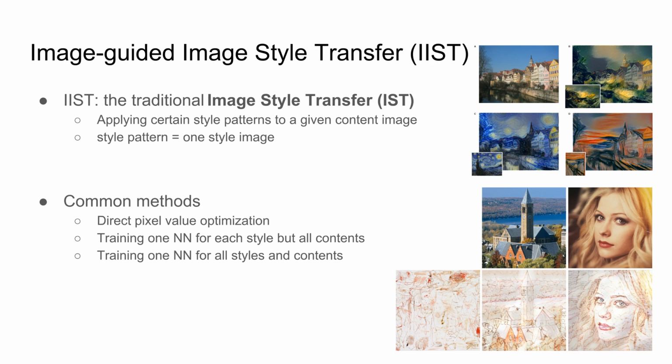Building on these advancements, Huang and Belongie introduced the concept of arbitrary style transfer. They invented the adaptive instance normalization module, which enables the use of a single trained neural network to stylize a content image using any chosen style image, regardless of its specific characteristics.